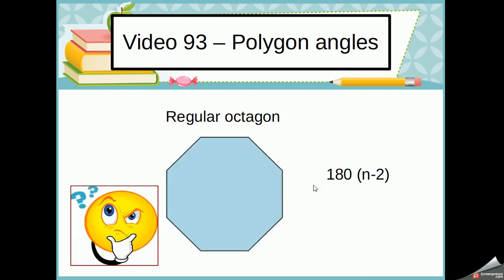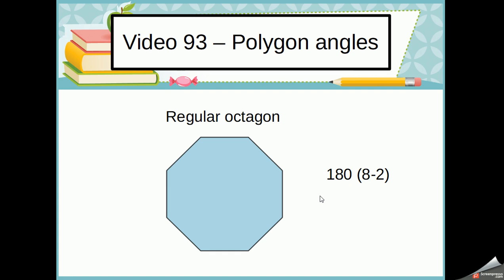So for instance, an example here is a regular octagon that we've got. So how much do the angles inside add up to? Well, we've got our equation, 180 times (n - 2). The number of sides is 8 on an octagon, so we simply replace n with 8. It's going to be 180 times 6, which is 1080 degrees. So the sum of the interior angles of an octagon is 1080.